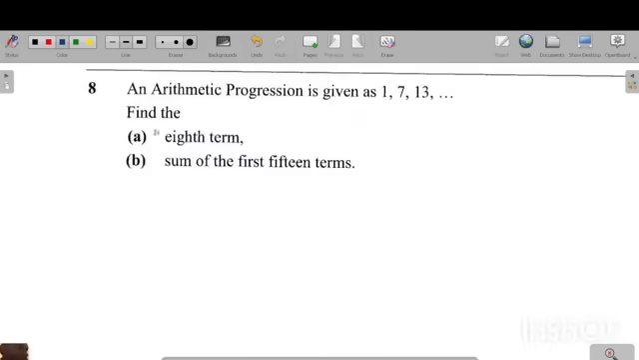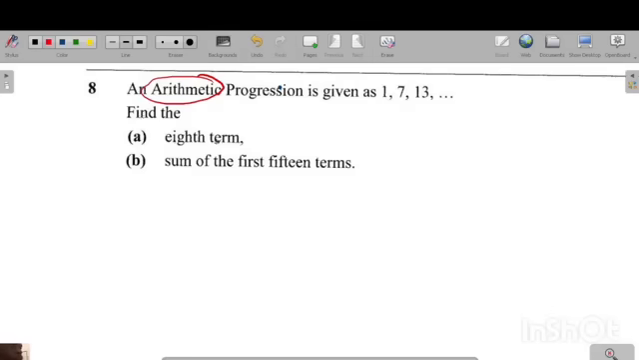All right, number 8 says an arithmetic progression is given as 1, 7, 13. All right, so this is an arithmetic progression. The other name for the arithmetic progression is the linear sequence. So what is this arithmetic progression or a linear sequence? A linear sequence is a sequence in which its terms increase or decrease by the same amount each time. All right, so they are saying find the 8th term.